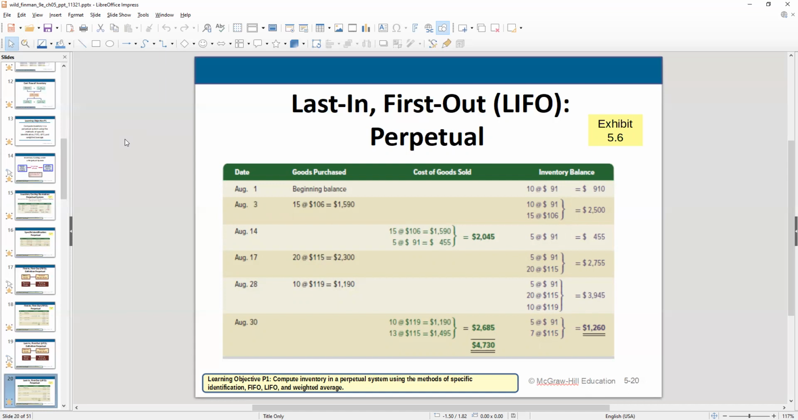On August 14th, we sold 20 bikes. So under LIFO, you have to go to the most recent purchase and put those into cost of goods sold first. Most recent purchase was 15 at 106. Then we'll go back to the 10 we had at 91. And that's going to make our cost of goods sold $2,045, which is different than what we did under FIFO.